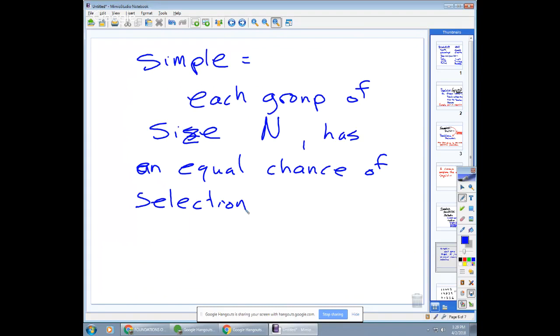There was nothing random in me walking in this room. I happen to have an office right next to it and you guys happen to be in my class, right? This is what we call the convenient sample. But if it was done in a way that this group of 5 has the same chance of being picked as any other group, then that would be cool.